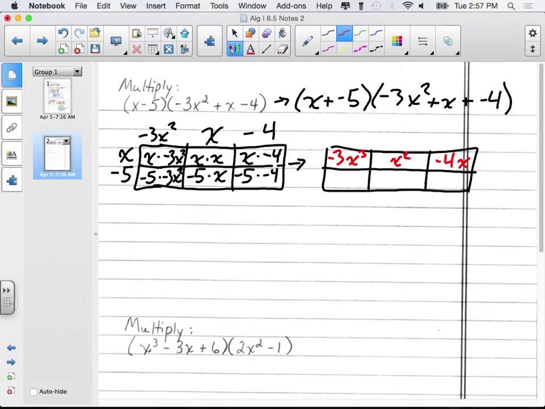That'd be negative 15x squared. Okay, -5x, and then the last one, 20.